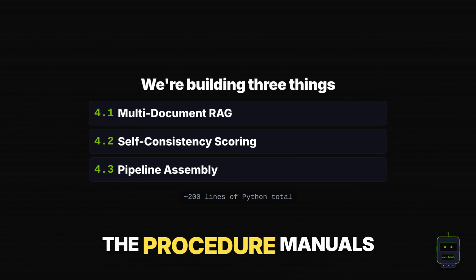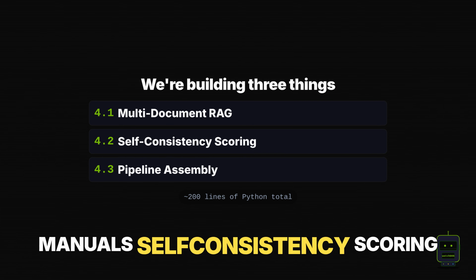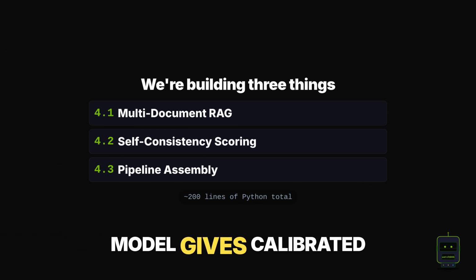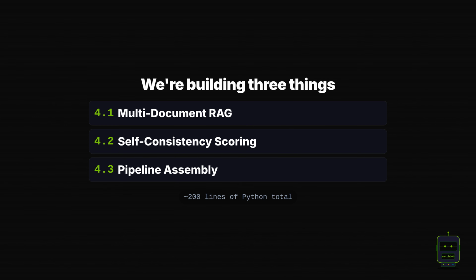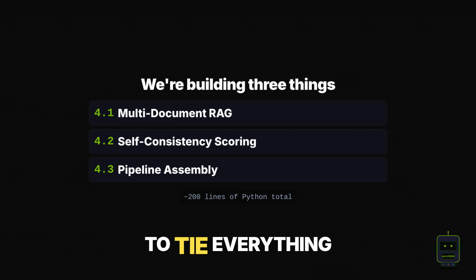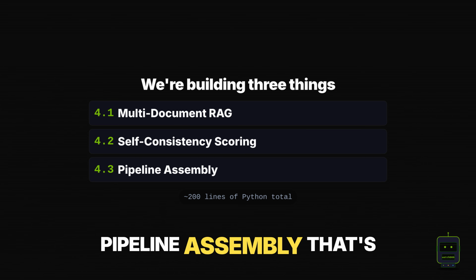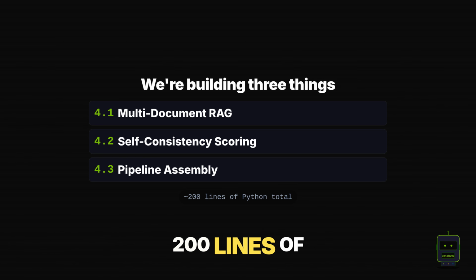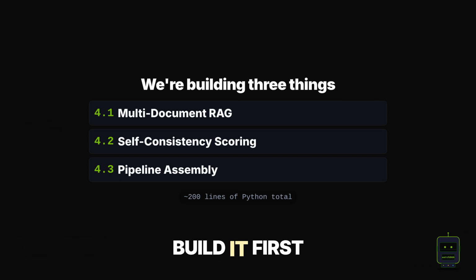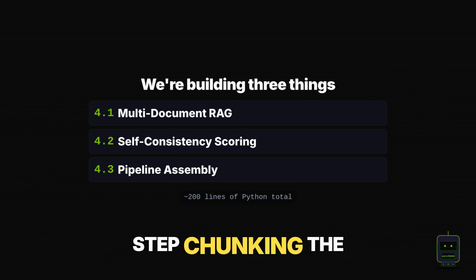Multi-document RAG over the procedure manuals, self-consistency scoring, so the model gives calibrated outputs, and the simple glue code that's going to tie everything together and create a pipeline assembly. That's about a total of 200 lines of Python code. Let's build it. First step, chunking the PDF.